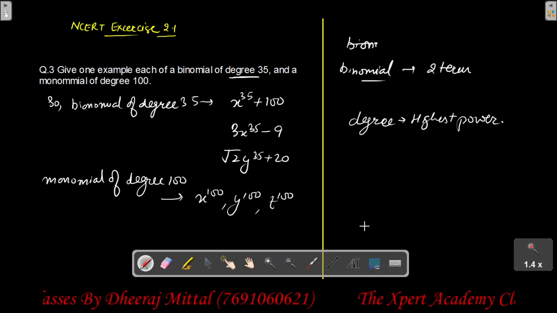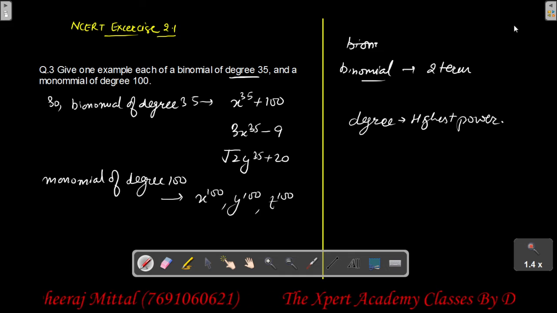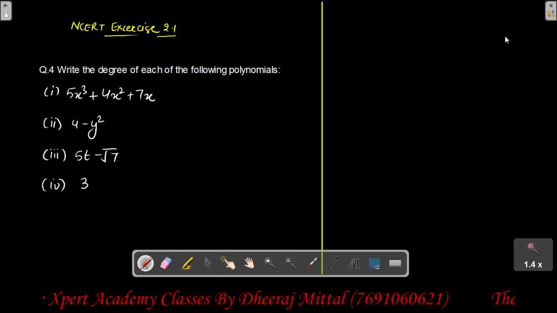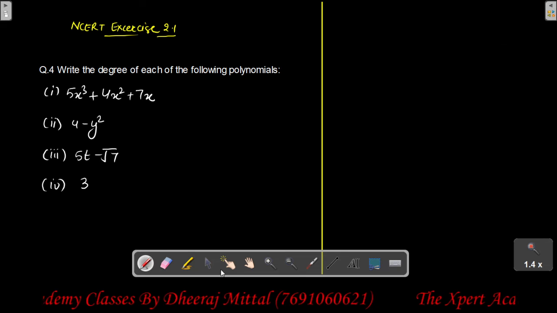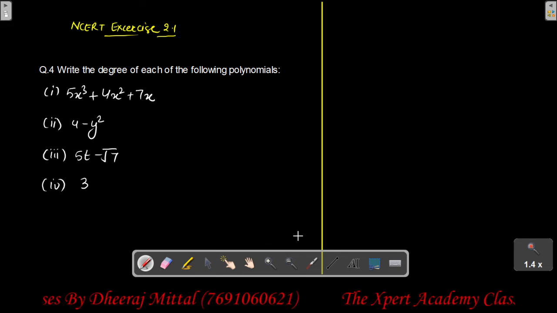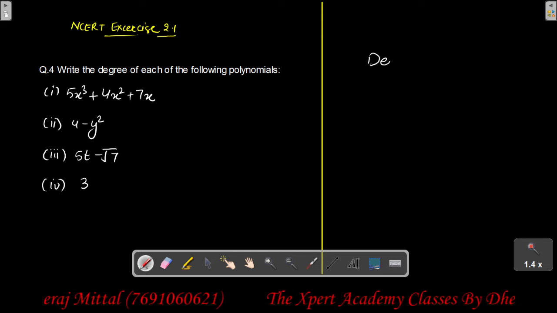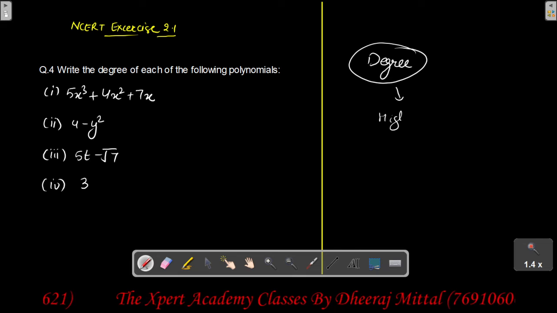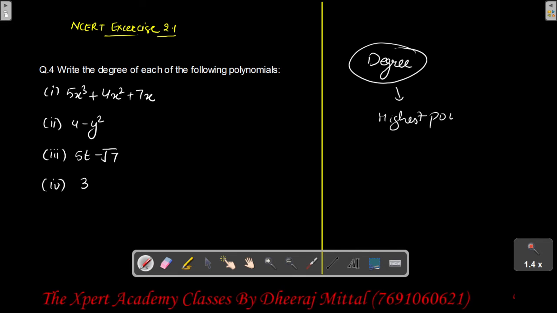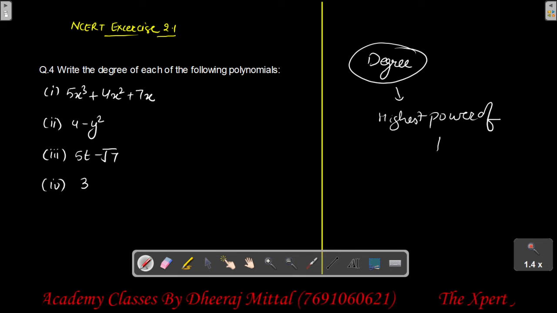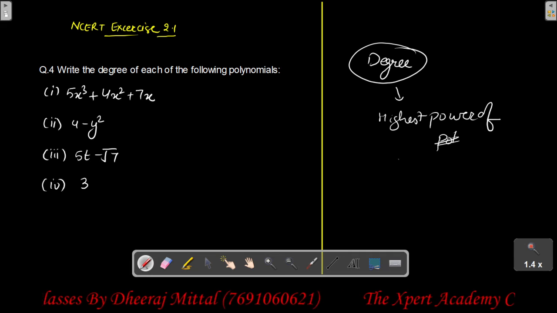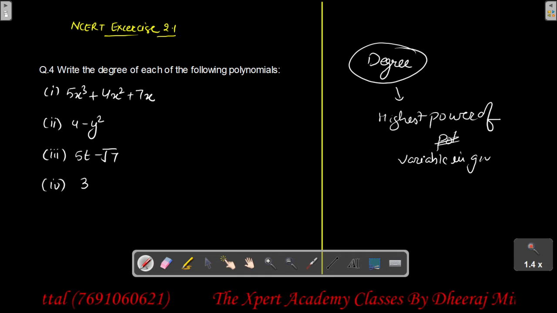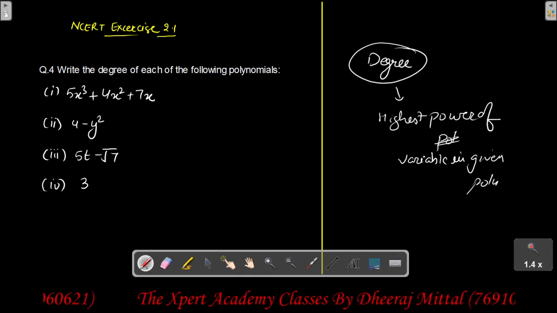So now look at question number 4. Question number 4 is: write the degree of each of the following polynomials. We have already discussed what degree is. Degree is the highest power of the variable in the given polynomial.